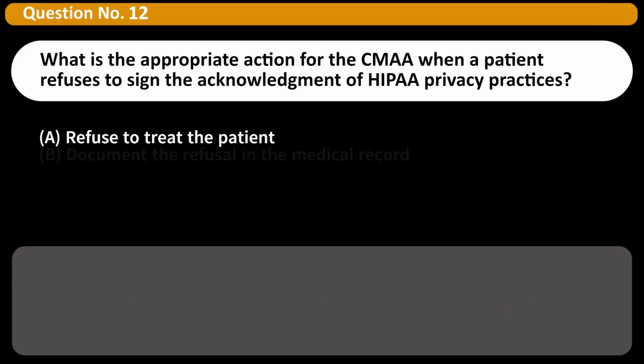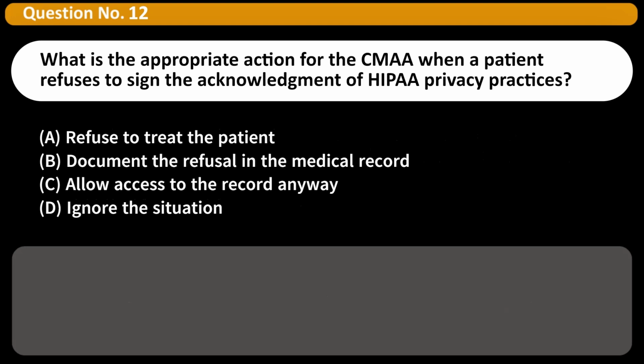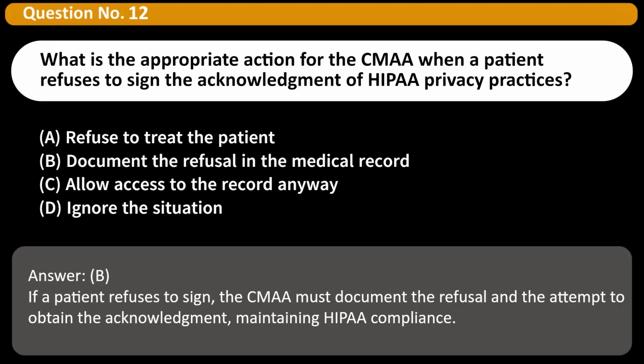What is the appropriate action for the CMAA when a patient refuses to sign the acknowledgement of HIPAA privacy practices? A. Refuse to treat the patient. B. Document the refusal in the medical record. C. Allow access to the record anyway. D. Ignore the situation. Answer: B.